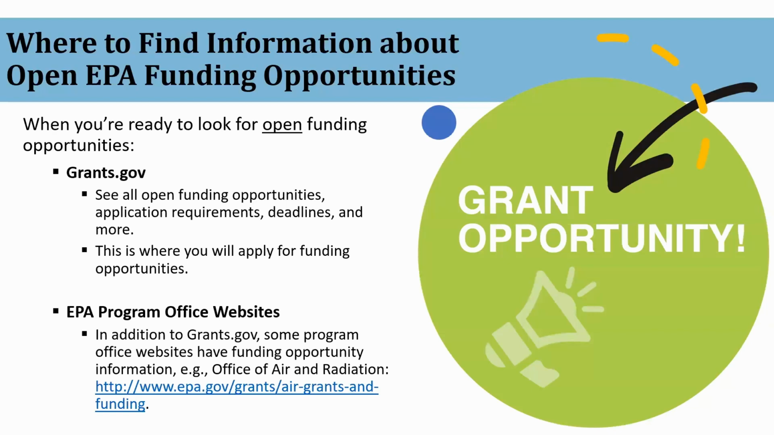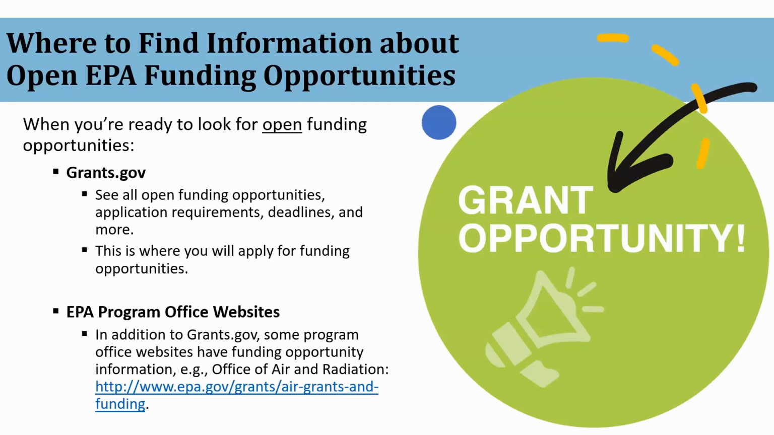When you are ready to look at open funding opportunities, these are opportunities that are currently accepting applications. There are 2 ways you can go about doing that. The first is to go to the website I mentioned, grants.gov. That's the website where you will actually apply for a funding opportunity. Grants.gov lists all open funding opportunities for all federal agencies. So you'll want to use the search feature or use some filters to narrow down what you're seeing there, and I'll show you how to do all of that.